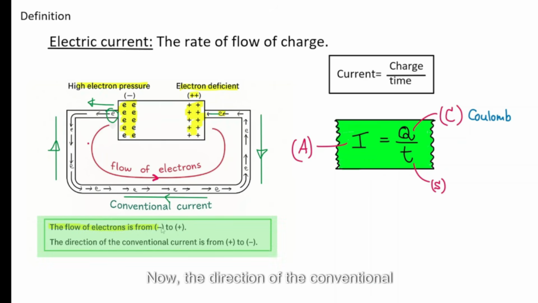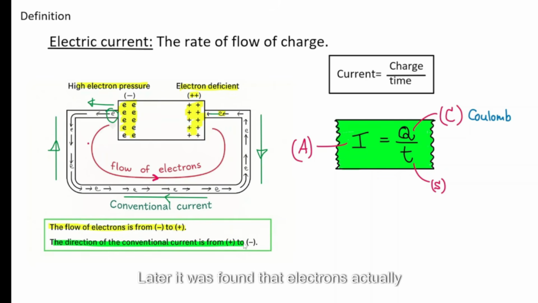Now, the direction of the conventional current is the other way around. I know this is a little confusing for most students, but the idea is that the flow of electrons is opposite to the conventional current, because historically, current was defined before electrons were discovered. So scientists assumed that current flows from positive to negative, which became known as the conventional current. Later, it was found that electrons actually move from negative to positive. If they ask specifically in the exam about the flow of electrons, it's from negative to positive like this. But otherwise, usually, the current is always from positive to negative.